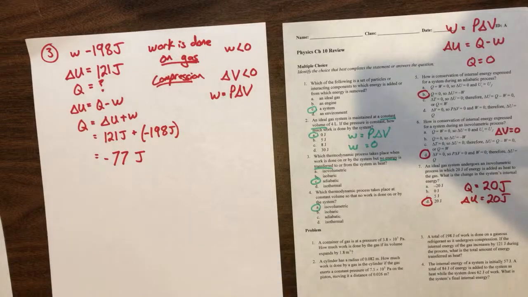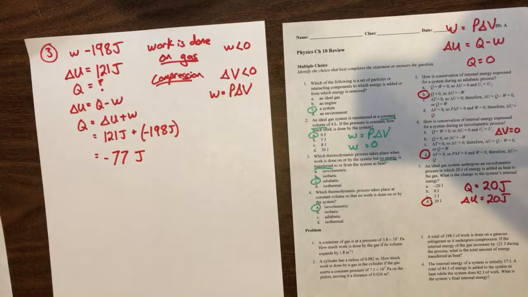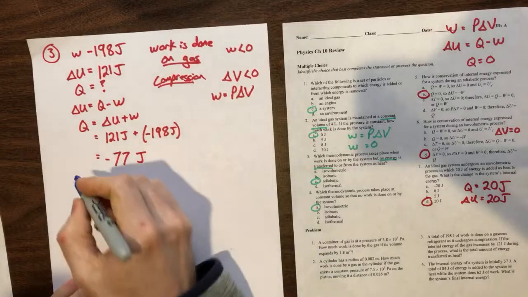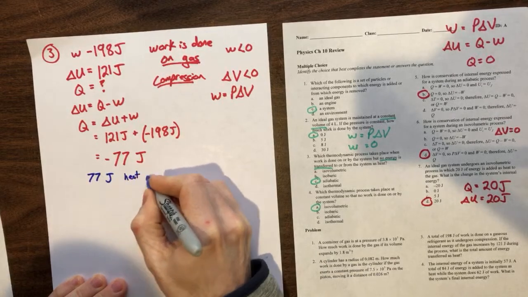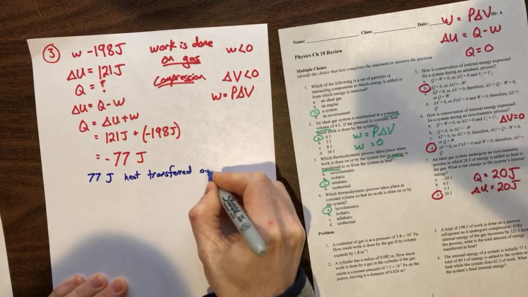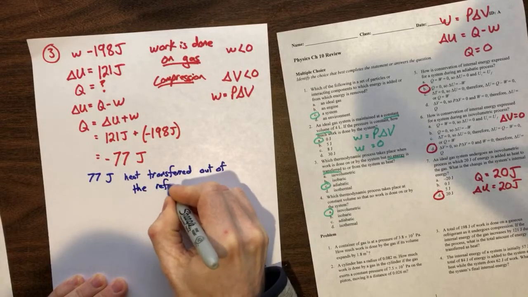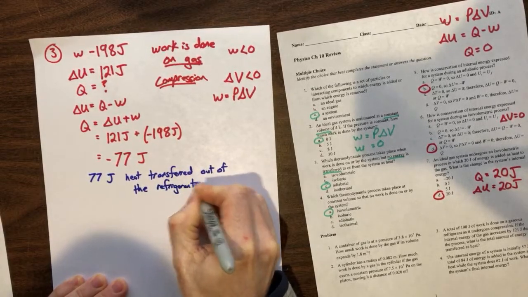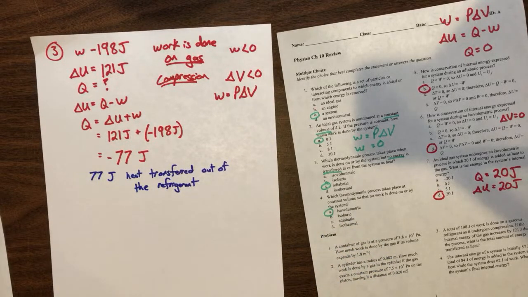You can write your answer as negative 77. That's probably the best way to say it. Or alternatively, and equally accurate, you can say that 77 joules of heat is transferred out of the system, or out of the refrigerant, something like that. But ideally the best way to answer it is just as negative 77. It makes it really clear that you know this is a Q-is-negative process.